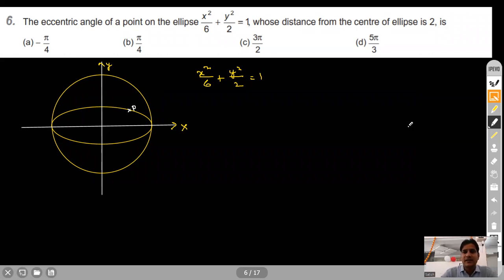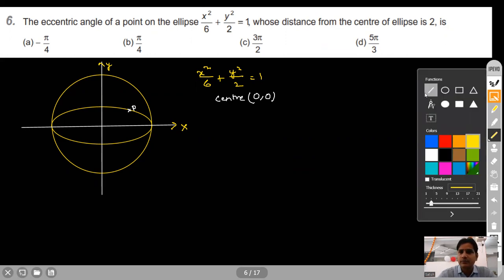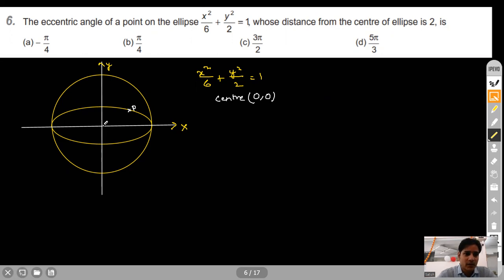So what will be the center for this ellipse? The center will be our origin, right? It is in the standard form. The given ellipse is of a standard form only. So this distance, let me show you first which distance the question is talking about. So this distance is given to be 2.